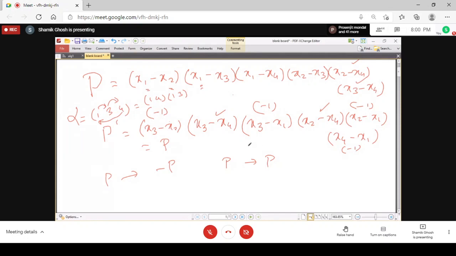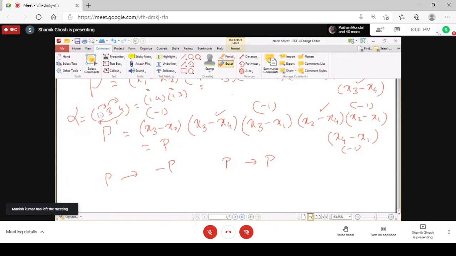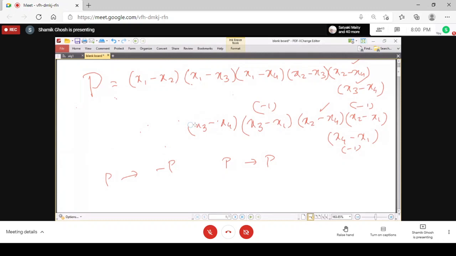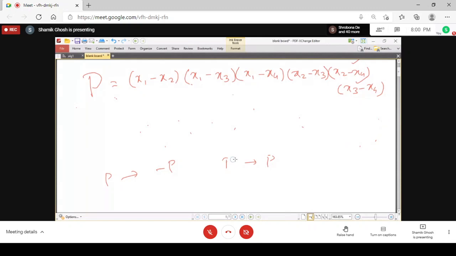Now, how can we prove that? It is a simple idea: if we can show that every transposition changes the sign of P, then naturally an even permutation will not change the sign and an odd permutation will change the sign. So all we have to prove is that every transposition changes the sign of P. So suppose we apply some transposition here and we see how it changes the sign.